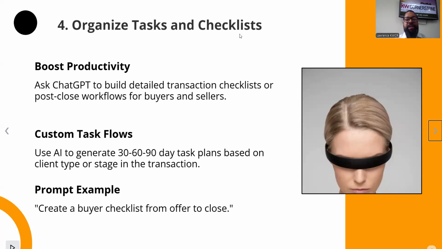We can use AI to generate a 30, 60, 90-day task plan based on client type or stage in the transaction. That's what I was referring to. But here's another cool thing you can do with this. I can ask ChatGPT to create me a 30, 60, 90 on my business. Okay. What should I do in my first 30 days of getting into real estate? What to do in the next 30 days after that? What to do in the next 30 days after that?